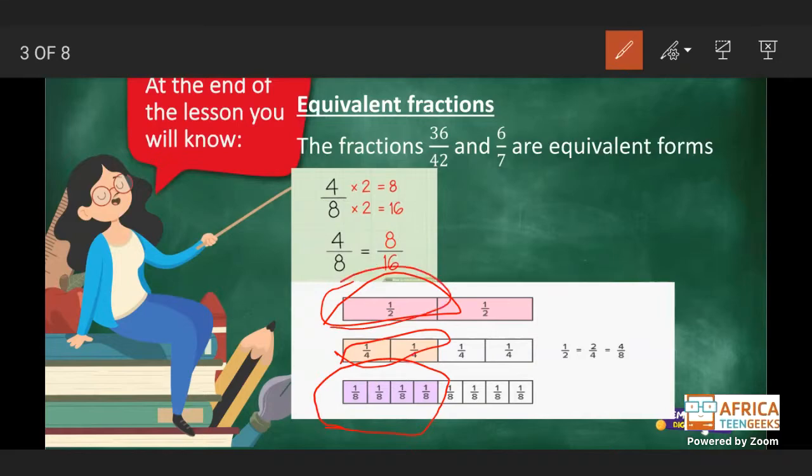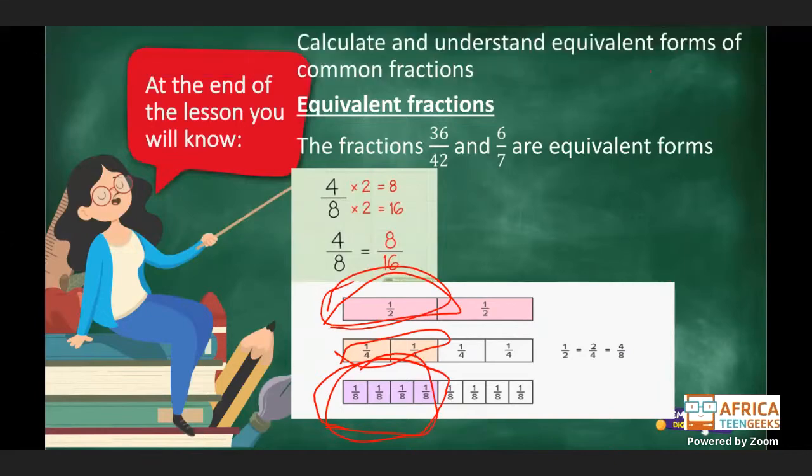So 1/2 is equal to 4/8, right? So that's that. Yes, that's our equivalent fractions. Equivalent fractions are fractions that have the same value even though they look different. They have the same value but they look different. Either the fraction is simplified or it's not simplified.